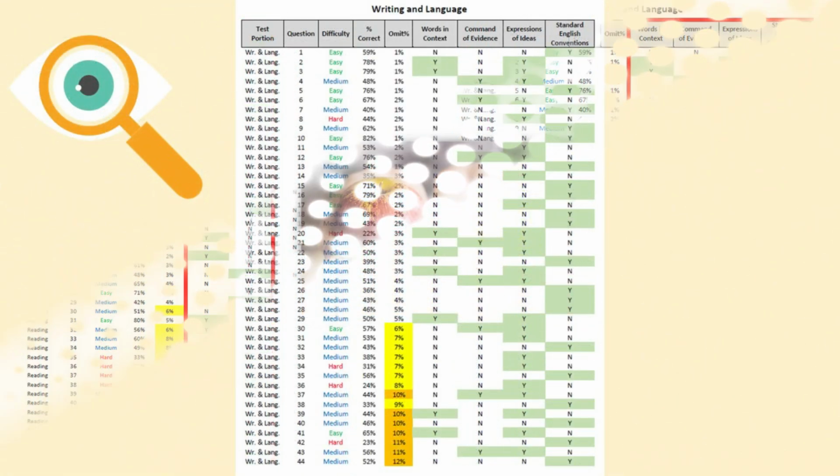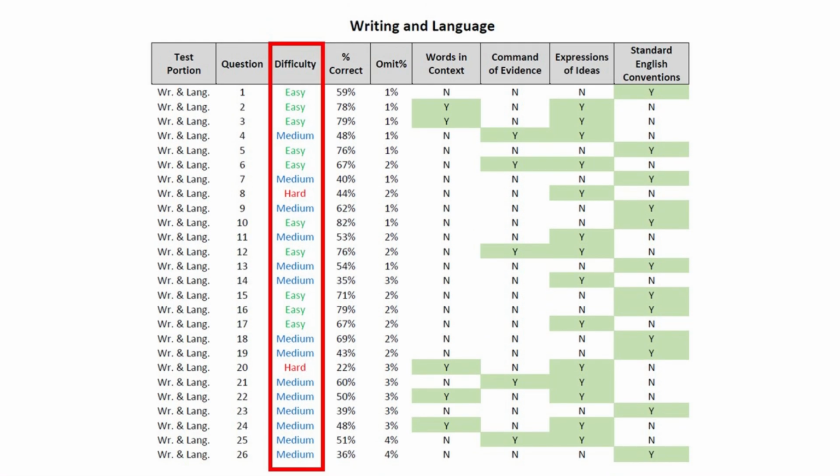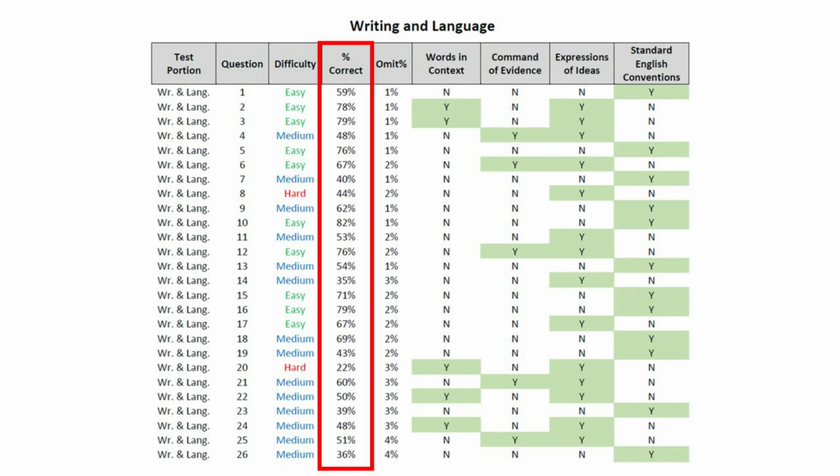Here's the writing and language test at a glance. We will go a little quicker now that you're oriented with our layout. Again, the difficulty level of the questions is not in order, it's a mixed bag. Fewer students are getting the hard answers correct, and that is typical.